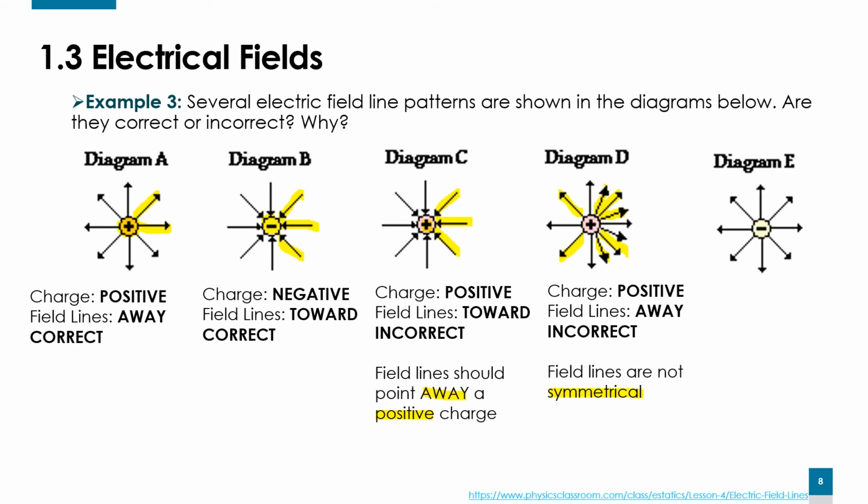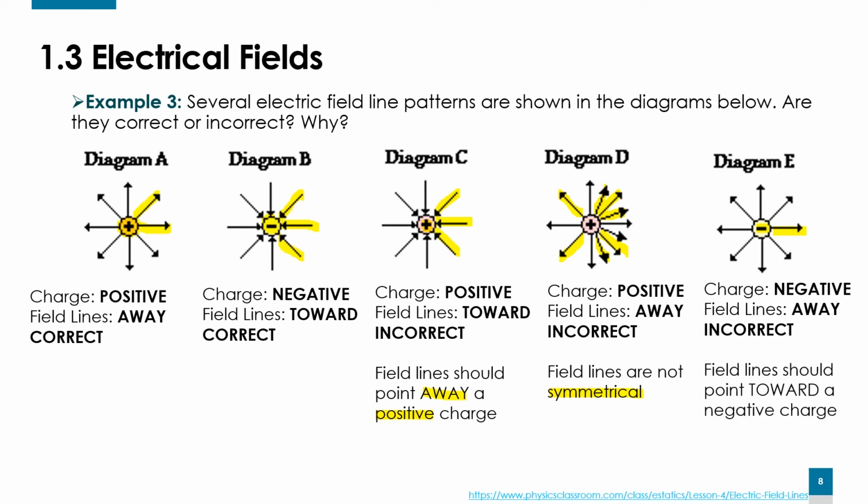Okay, diagram E. In diagram E, I have a negative charge, and the lines point away. So negative charge points away. Is it correct? No, incorrect. Why? Because they should point toward, just like in diagram B. So they should point toward a negative charge. Okay, easy? Okay, let's move on.